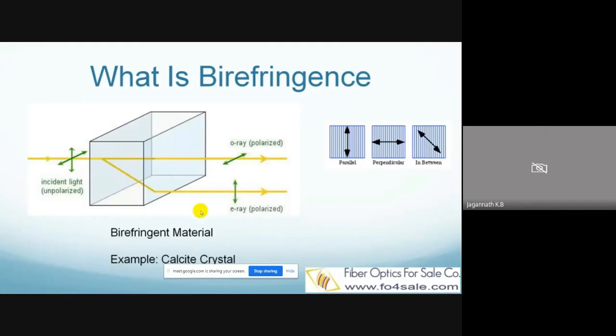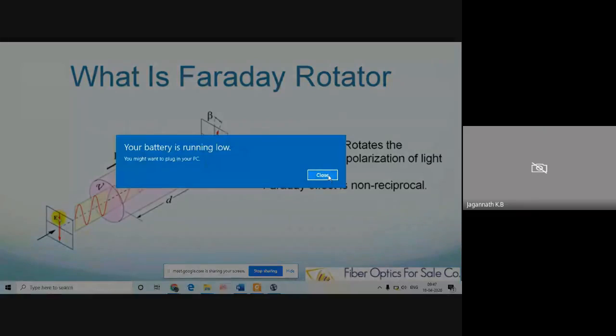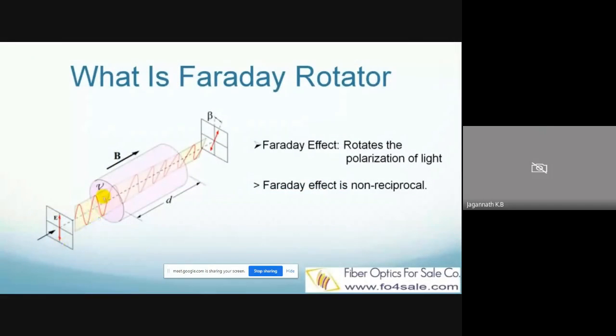Now let's check what a Faraday rotator is. A Faraday rotator is an optical device that rotates the polarization of light due to the Faraday effect. The Faraday effect is based on the magneto-optic effect. In this picture, the light has a vertical polarization. After passing through the Faraday rotator, the polarization is rotated by an angle. This rotation angle depends on the magnetic flux density B, the length of the path D, and the material's Verdet constant V. In fiber optic isolators, this rotation angle is chosen at 45 degrees.